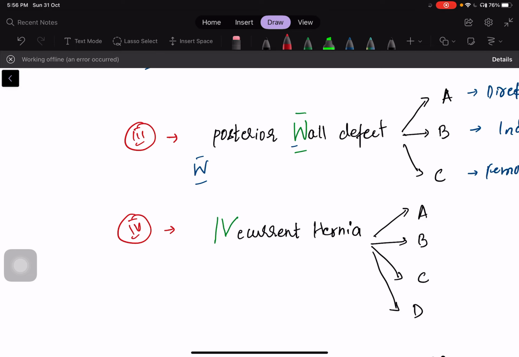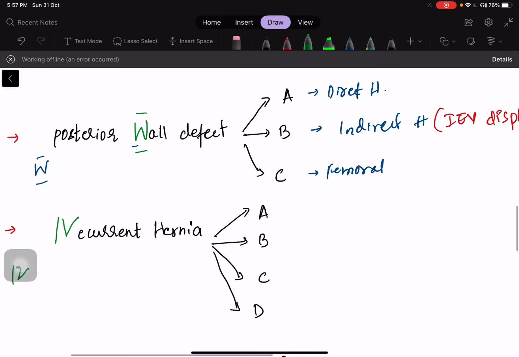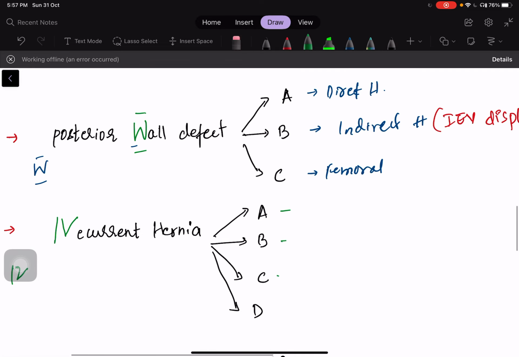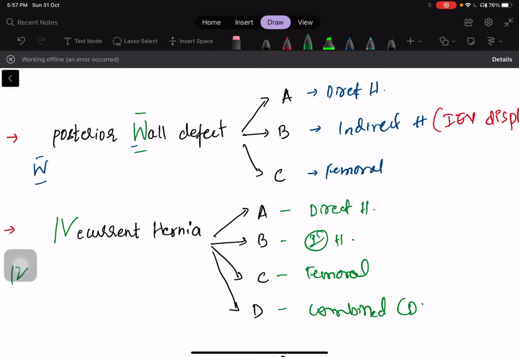Coming to type 4, it is mainly a recurrent hernia, where it looks like an R. It is not that useful, but just remember that type 4 is a recurrent hernia, and it is further subdivided into four different types: recurrent direct hernia, recurrent indirect hernia, recurrent femoral hernia, and a combined hernia, a pantaloon, where there are both direct and indirect components.